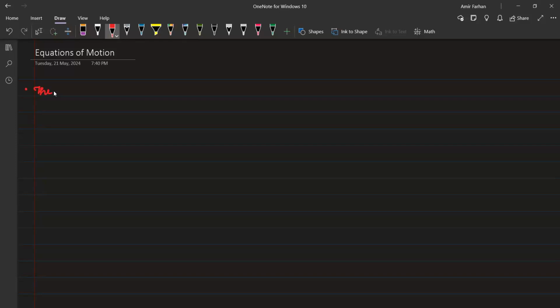Just a moment. I'm writing so that you can understand this thing. The equations are valid in uniformly accelerated motion.